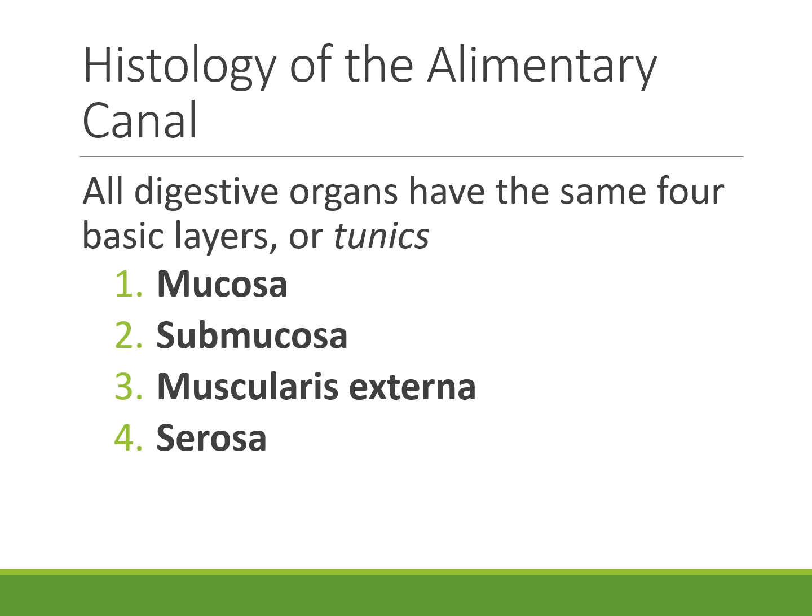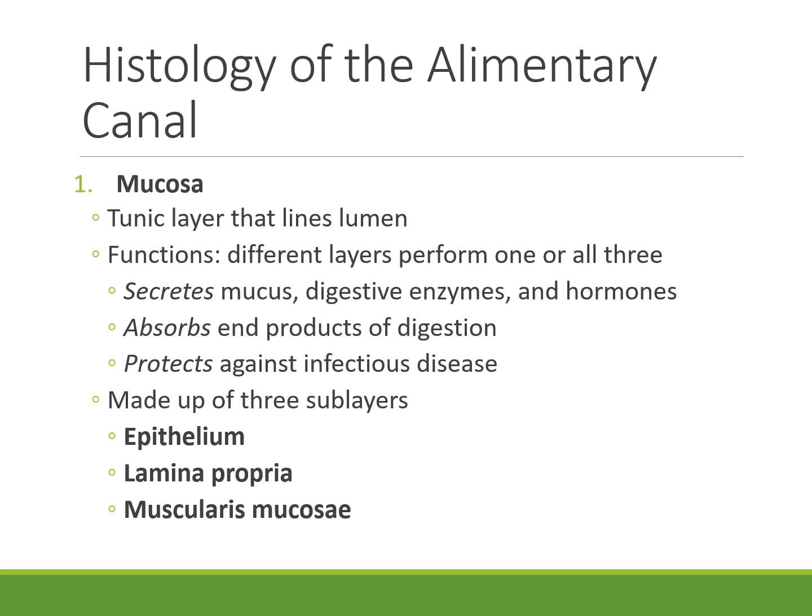So let's look at the histology of your alimentary canal. All of your digestive organs have the same basic 4 layers or tunics. They have the mucosa, the submucosa, the muscularis externa, and the serosa. The mucosa is the tunic that lines the lumen. So the lumen is the middle of the tube.